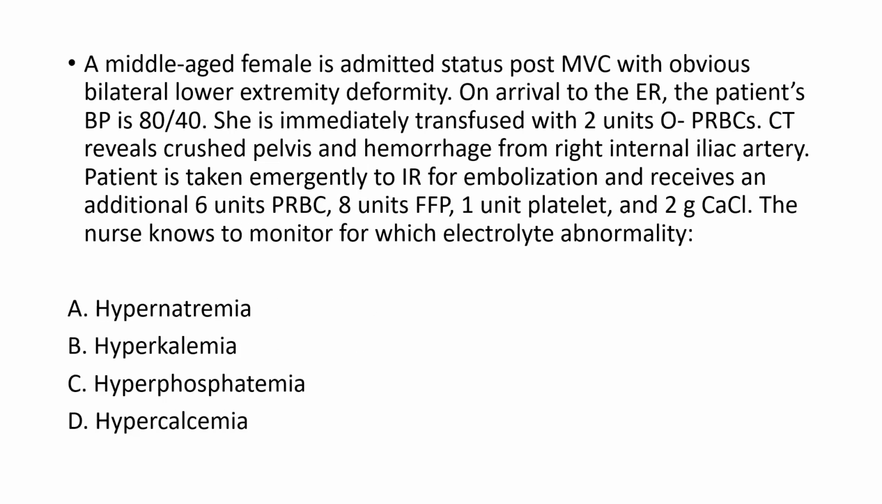A middle-aged female is admitted status post-MVC with obvious bilateral lower extremity deformity. On arrival to the ER, the patient's BP is 80/40. She's immediately transfused with 2 units of O-neg PRBCs. The CT reveals a crushed pelvis and hemorrhage from right internal iliac artery. The patient is taken emergently to IR for embolization and receives an additional 6 units PRBC, 8 units FFP, 1 unit of platelet, and 2 grams of calcium chloride. The nurse knows to monitor for which electrolyte abnormality.